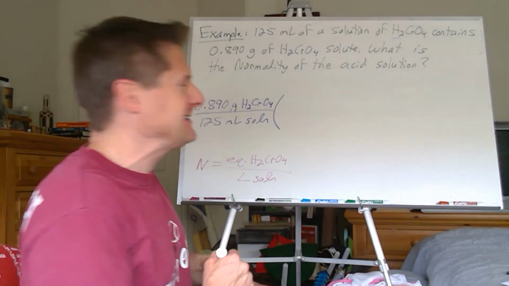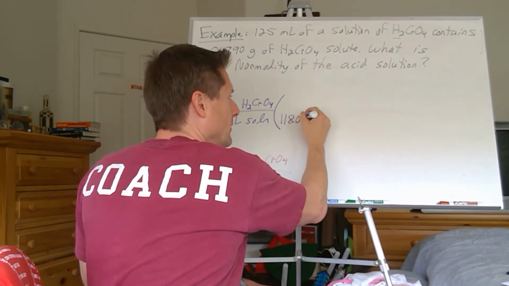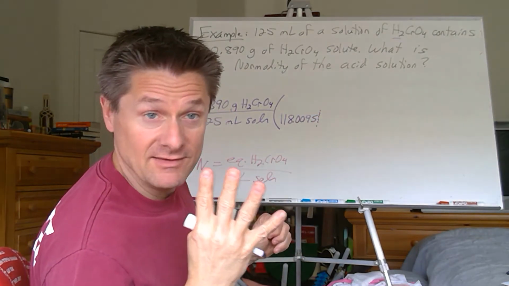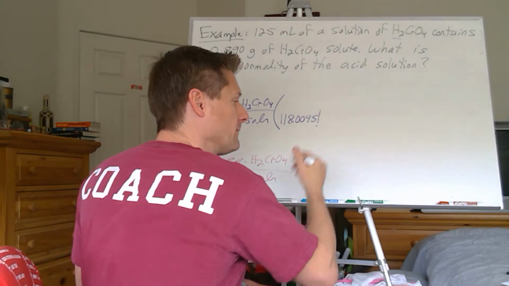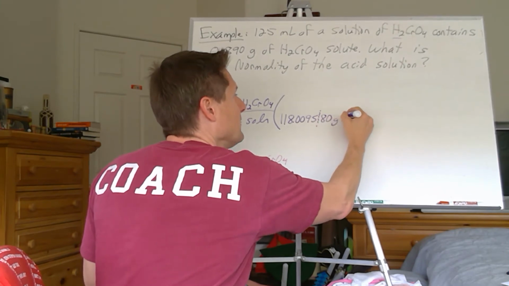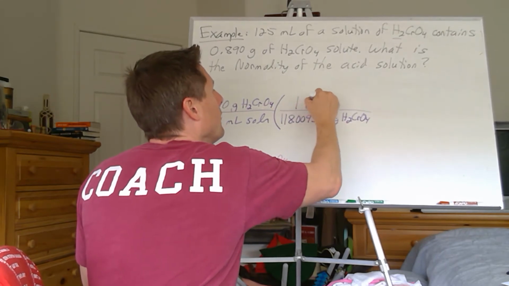So you get 118 something. 118.0095. There's my 4 decimal places, limited by the oxygen and the chromium, right? 118.0095 grams of the solute per mole.